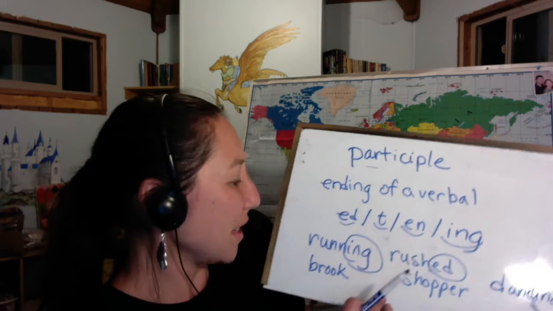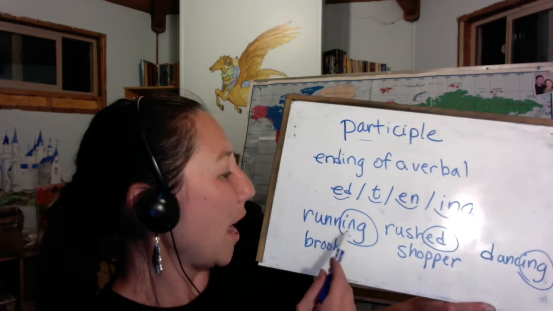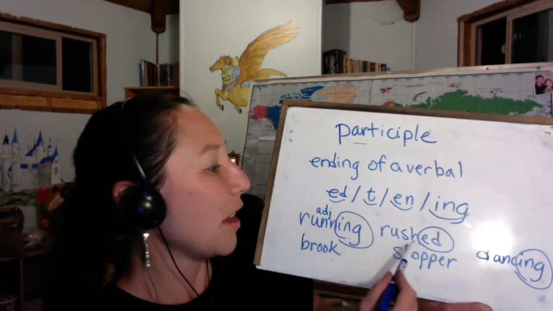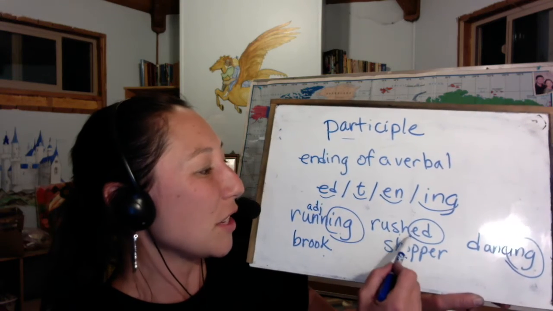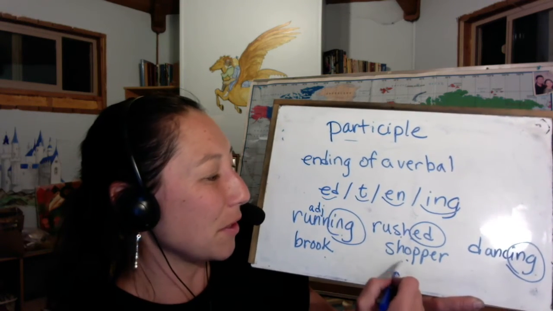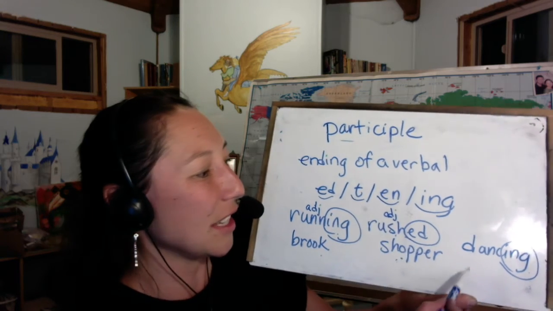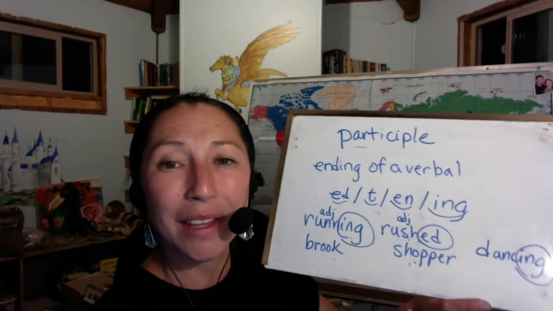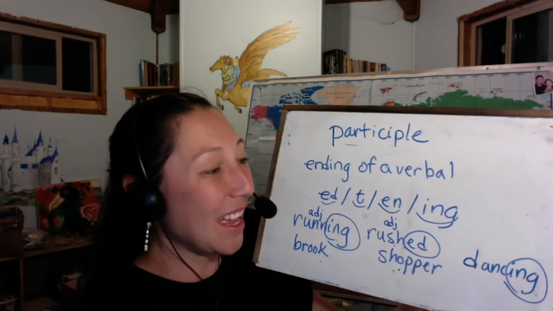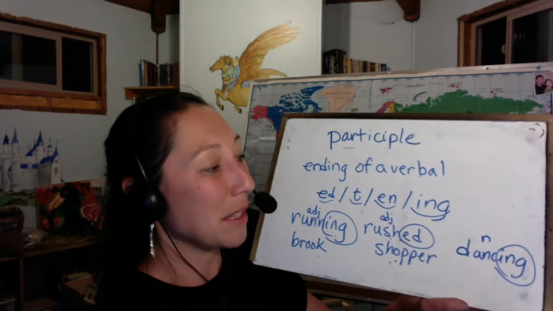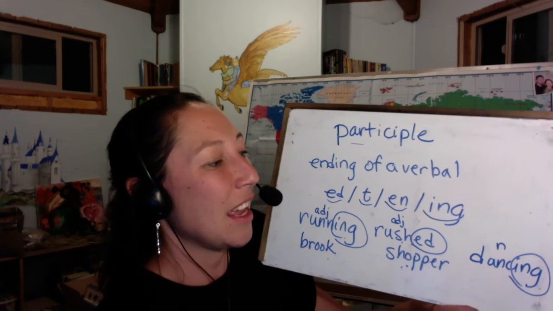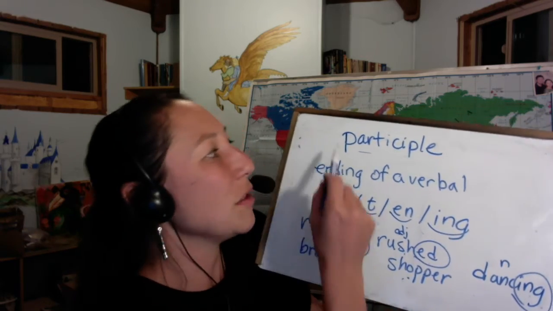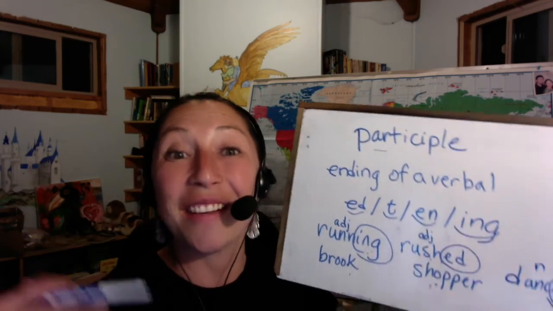These are our participles. And so I have a running brook. What kind of brook? A running brook. This is acting like an adjective. A rushed shopper. Rush is a verb, but rushed shopper describes the shopper, so it's acting like an adjective. Dance is definitely a verb, but when I say I love dancing, I'm telling you I love something. It's a thing, and so it actually becomes a noun in that kind of sentence. And we see that the ing, ed, ing, those are my participles. It's the ending of a verbal.